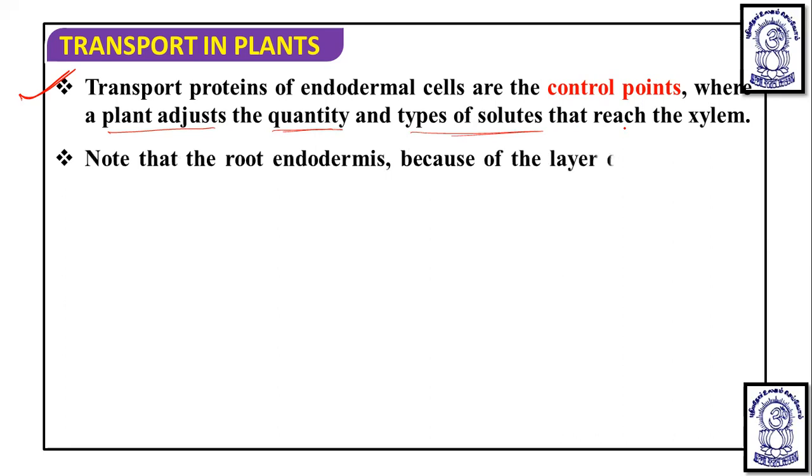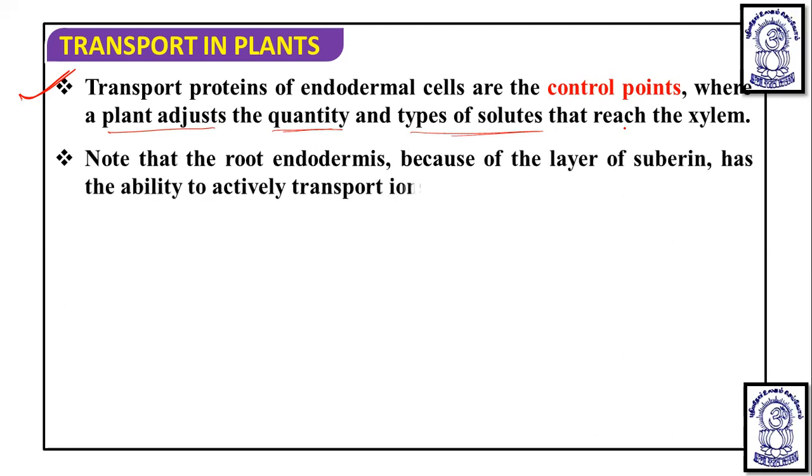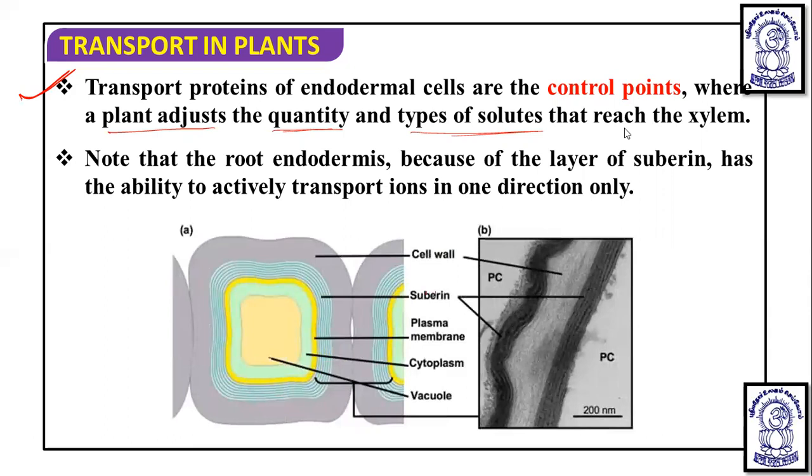Note that the root endodermis, because of the layers of suberin, has the ability to actively transport ions in one direction only. We know that the root endodermis has Casparian strips, and Casparian strips have a suberin deposition, and that will allow the transport of ions actively in one direction only. That is from the soil to the epidermis, from epidermis to cortex, cortex to endodermis, and endodermis towards the xylem they will allow, but from the xylem they will not allow the movement of these ions.